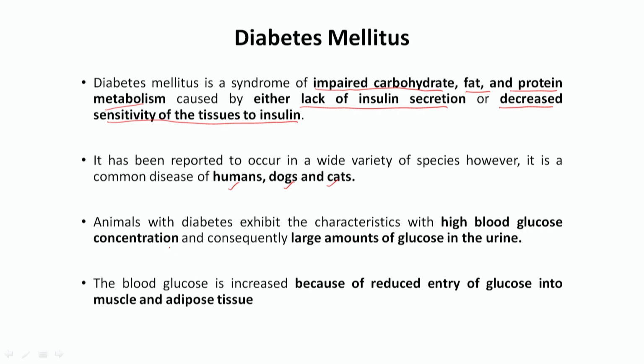These animal species or human beings have a high blood glucose concentration because insulin is either not being produced, or if it is being produced, it is unable to utilize the glucose in the cells. That's why hyperglycemic conditions, high blood glucose concentration, are present in the blood.